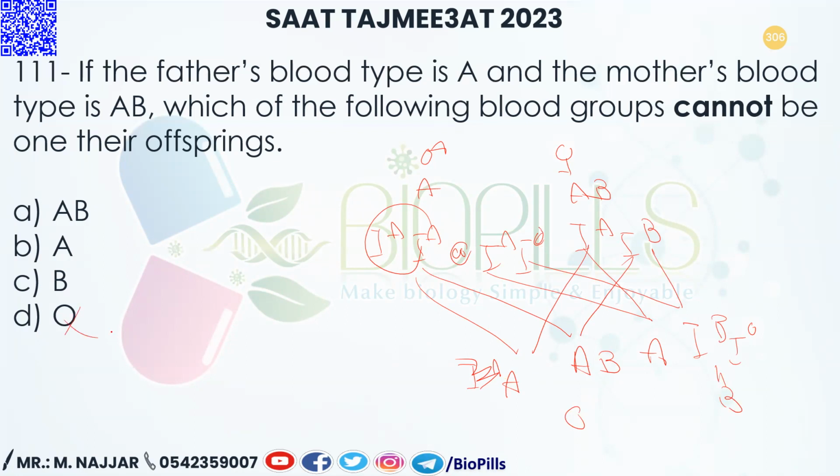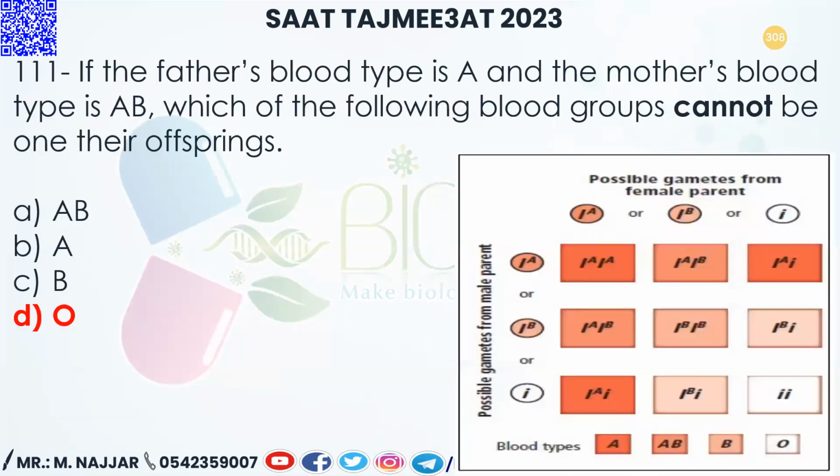And here is the explanation. Here is the genetic makeup I just used. We have three alleles: IA capital, IB capital, and i.